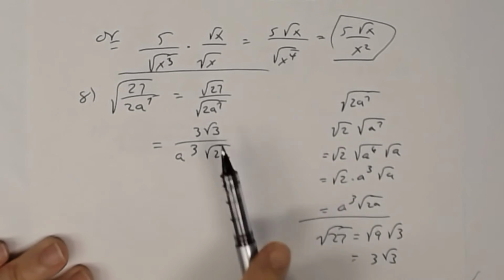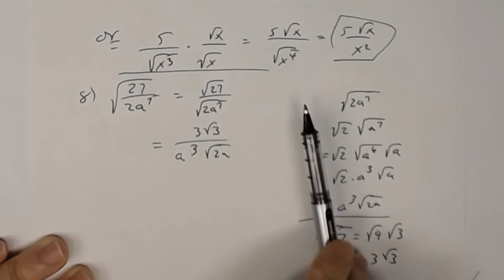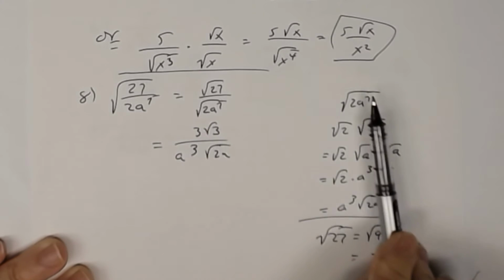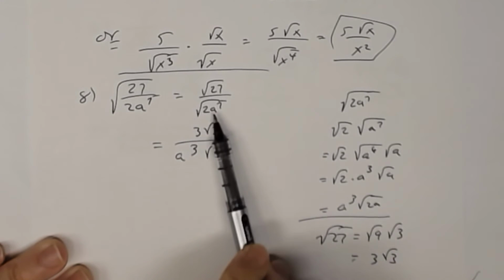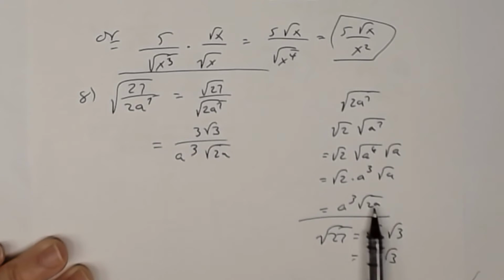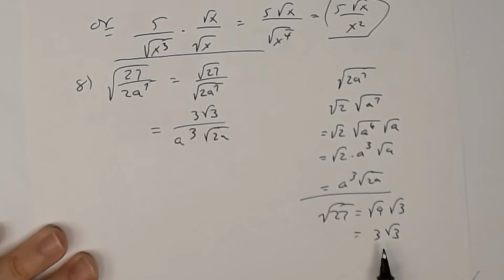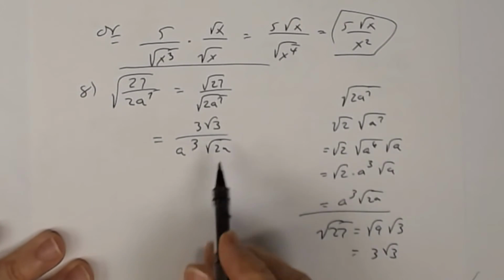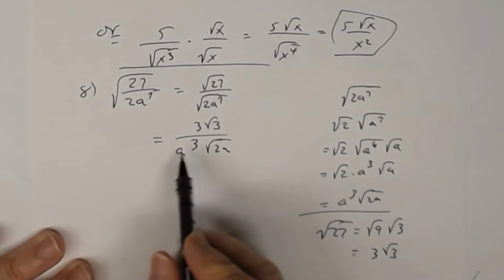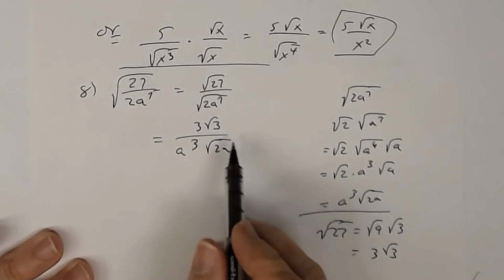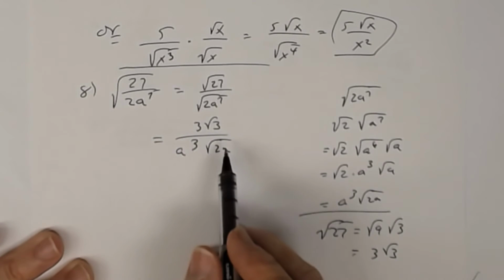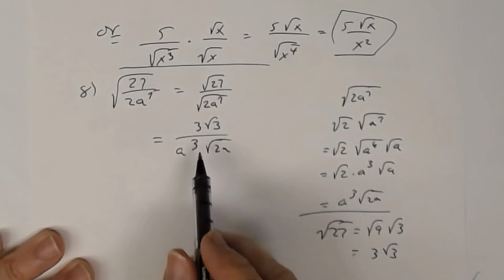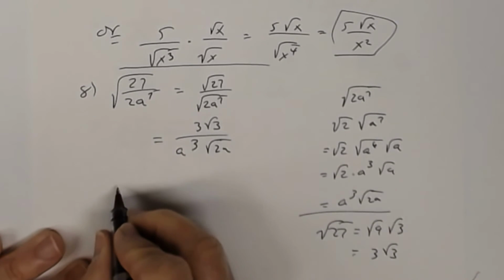So all I did was use concepts from previous lessons to simplify the square root of 2a to the 7th. And so I get a to the 3rd times the square root of 2a. And then the square root of 27 we know is 3 square root of 3. All right, now let's go ahead and get rid of that square root. So remember, don't multiply numerator and denominator by the denominator. Just multiply by that square root. If you do the denominator, it makes things so much more complicated for you. Just do the square root. Okay, so I'm going to go ahead and rewrite this over.